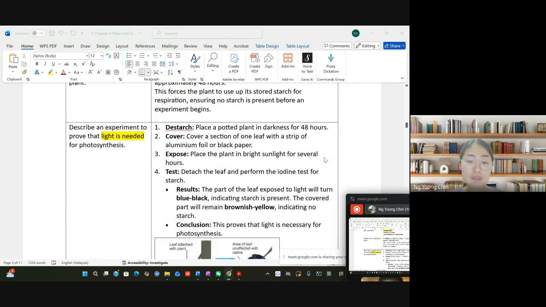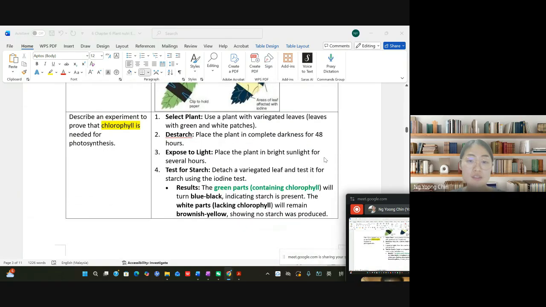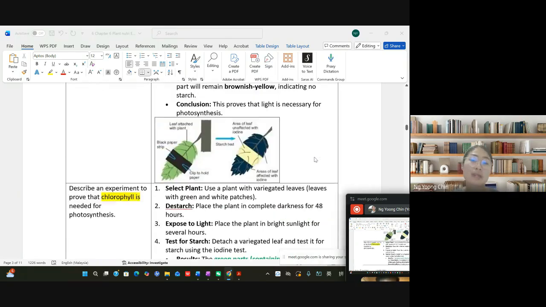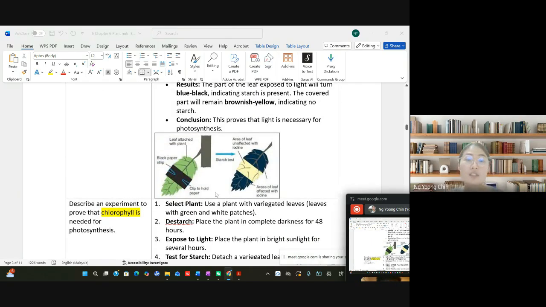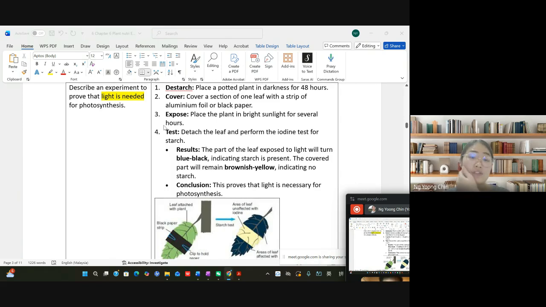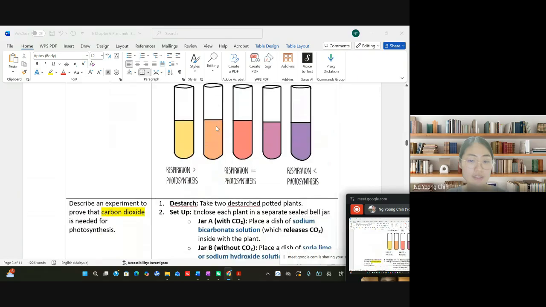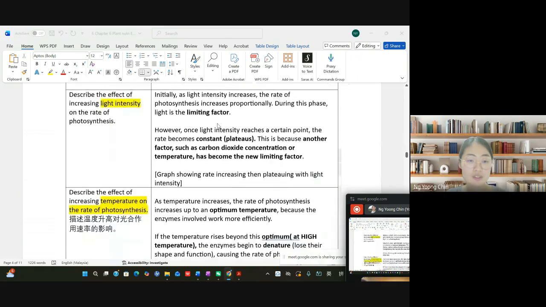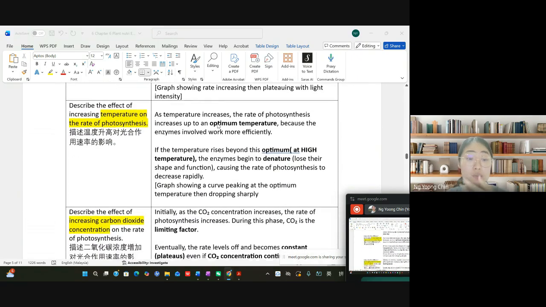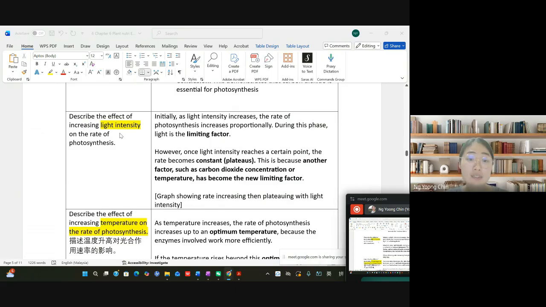Okay, and then this one you can read by yourself. They do some experiment to study how the factors affect the photosynthesis. This one you can go through by yourself. Not really important. Just need to remember how the light intensity will affect the rates.